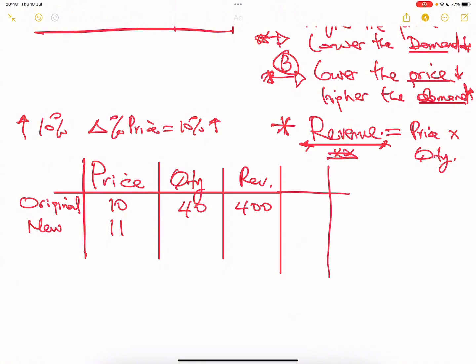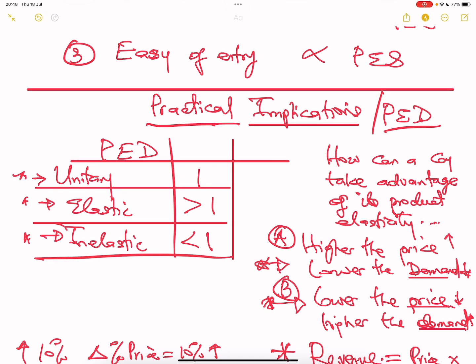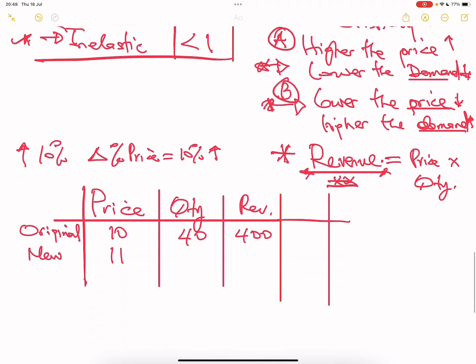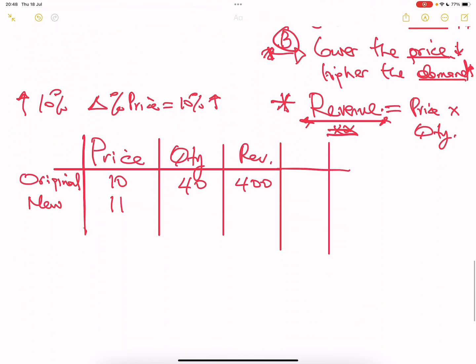But what percentage change are we going to see in quantity? It depends on the type of elasticity that we are dealing with. Remember, if it's a unitary elasticity, which is what I want us to do first. So let's say it's unitary elasticity, which means it's 1.